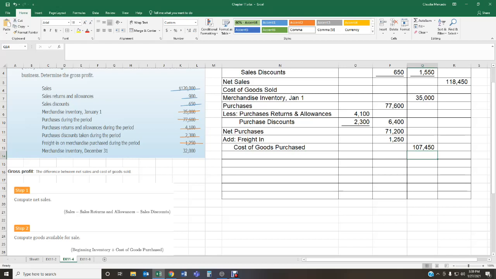Okay, so very good. Now I'm going to go ahead and I'm going to deduct less your merchandise inventory December the 31st. At the end of the period, how much merchandise did you have? Well, according to this, we had merchandise of $32,000.